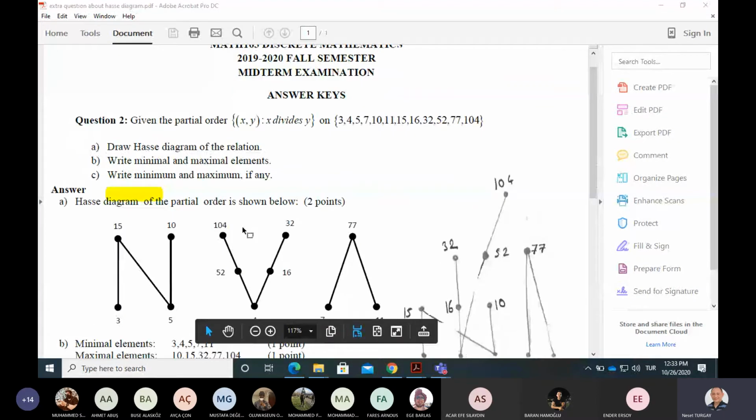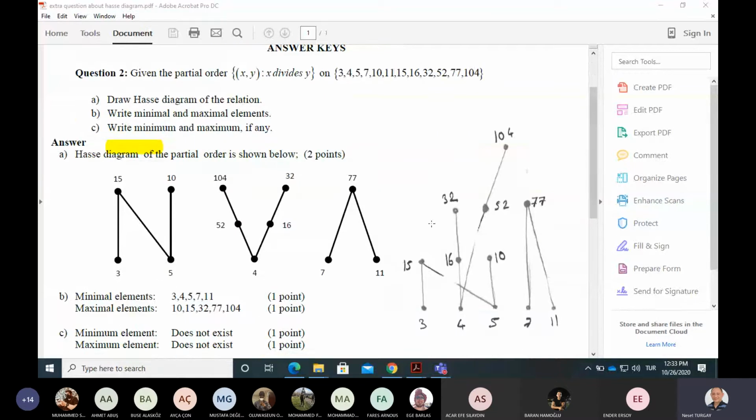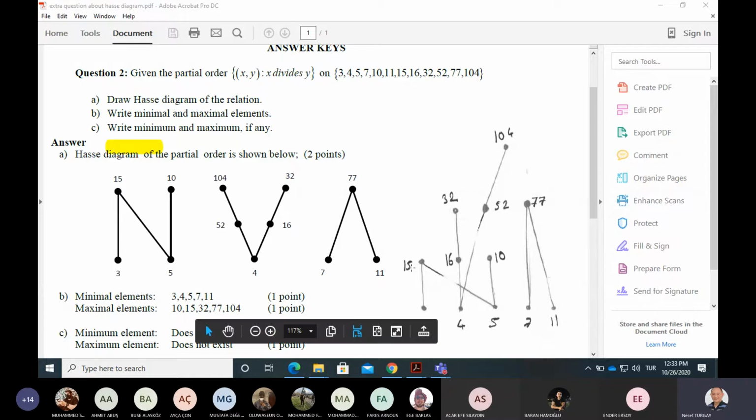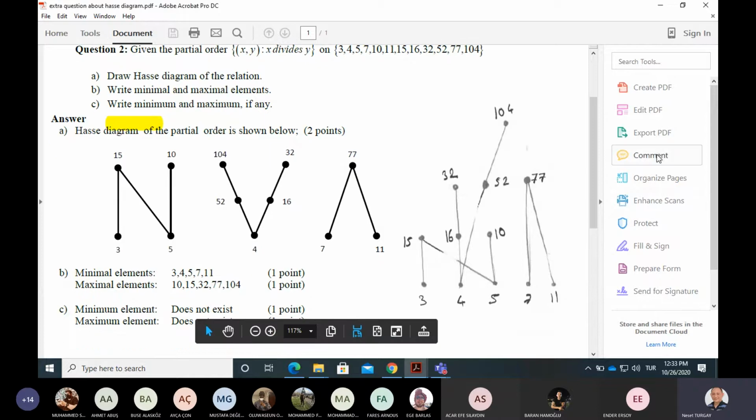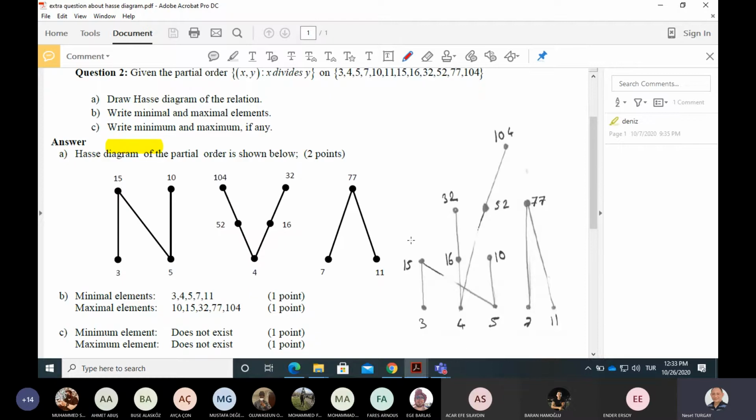My friends, what is the question? Partial order given, x divides y. Draw the Hasse diagram of the relation. Now, as usual, we start with this set. We start with the smallest one, 3. Okay, so we start with 3. Now, does 3 divide 4? No. So this 4 has to be in the same level with 3.